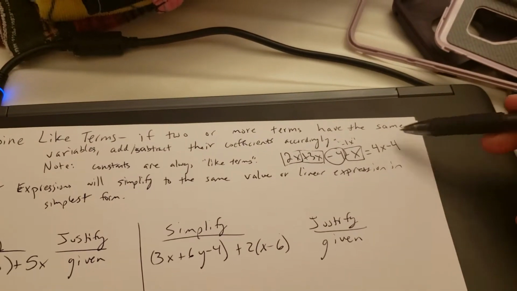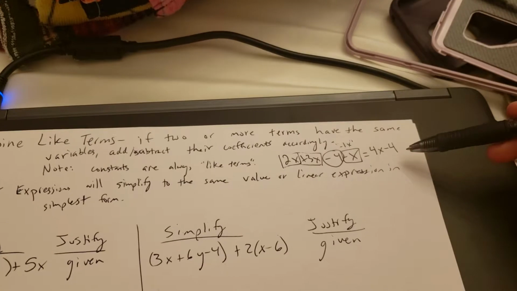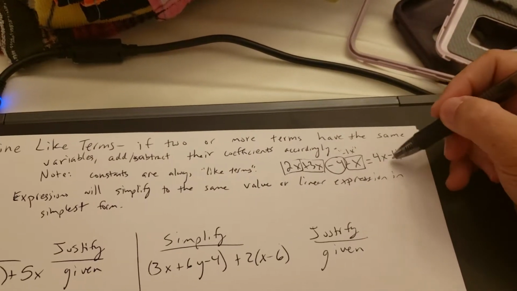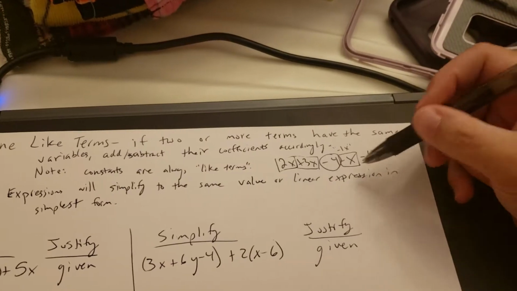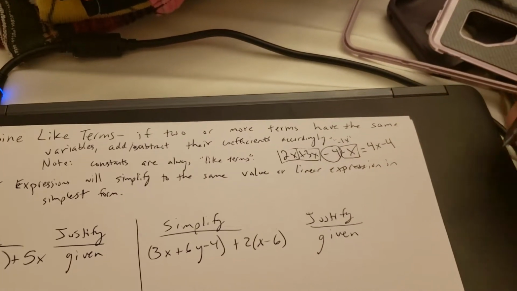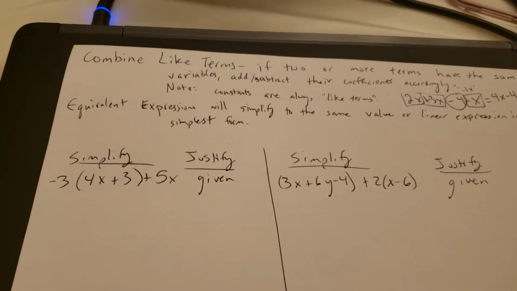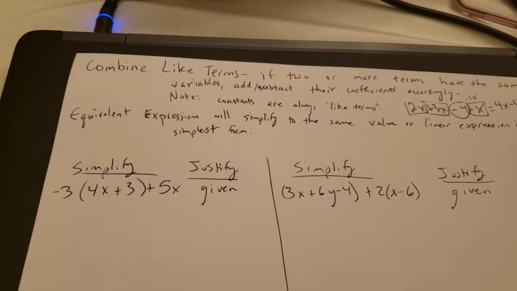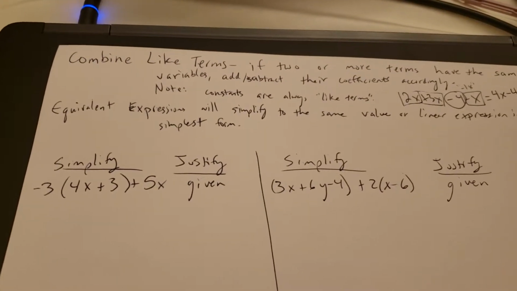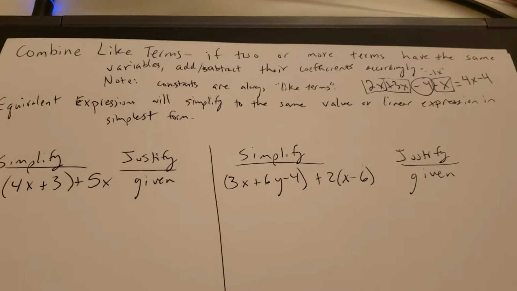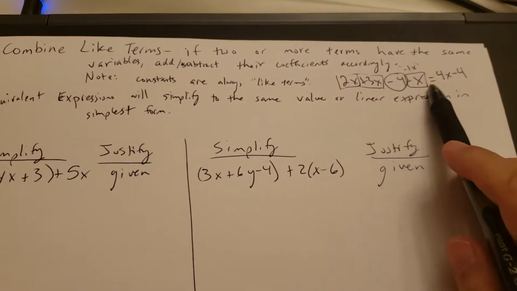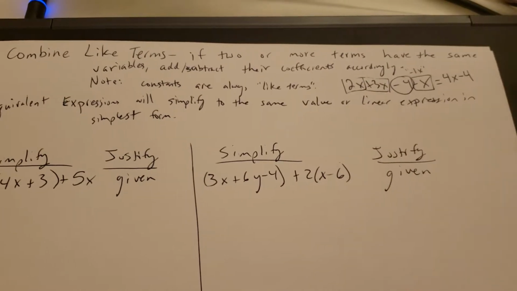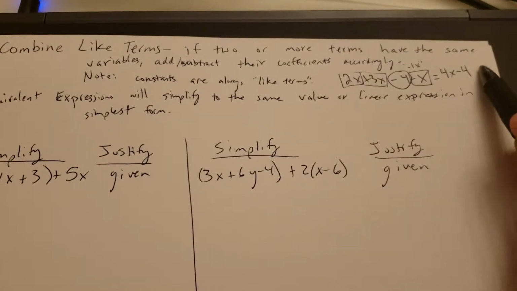This is the simplest form of a linear expression because all of my x stuff is in one term, and all of my constant stuff is in one term. I don't have my x's all spread out everywhere. Equivalent expressions are just things that'll simplify down to be the same value if it's all numbers, or the same linear expression in the simplest form. So all this stuff over here as one expression is an equivalent expression to just 4x minus 4.